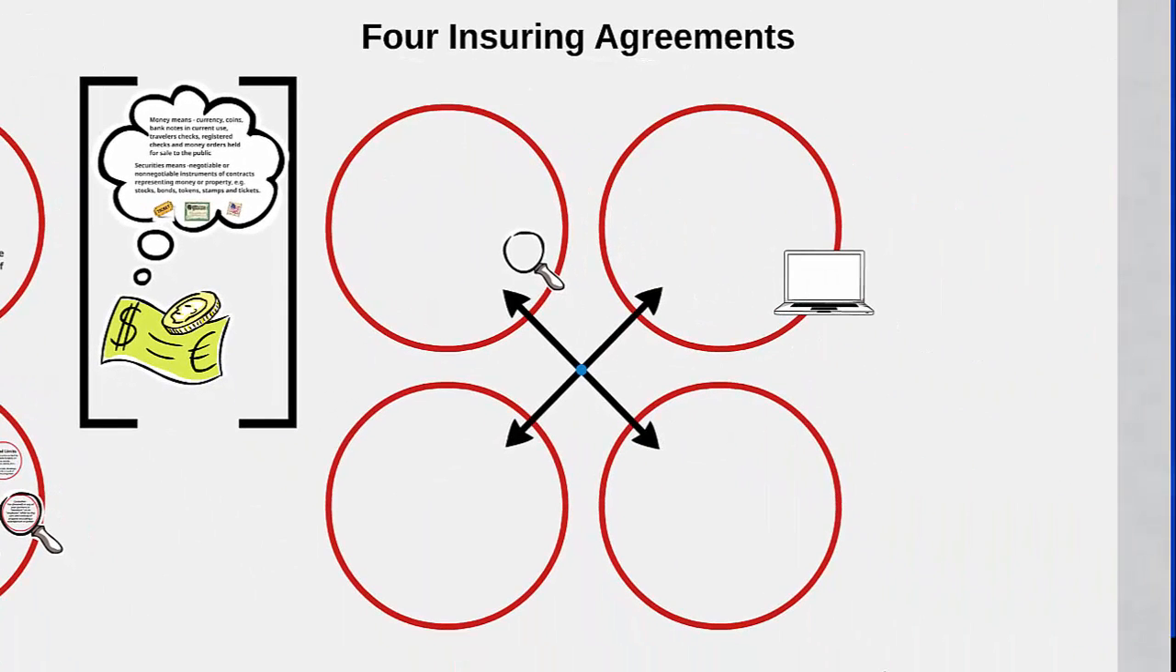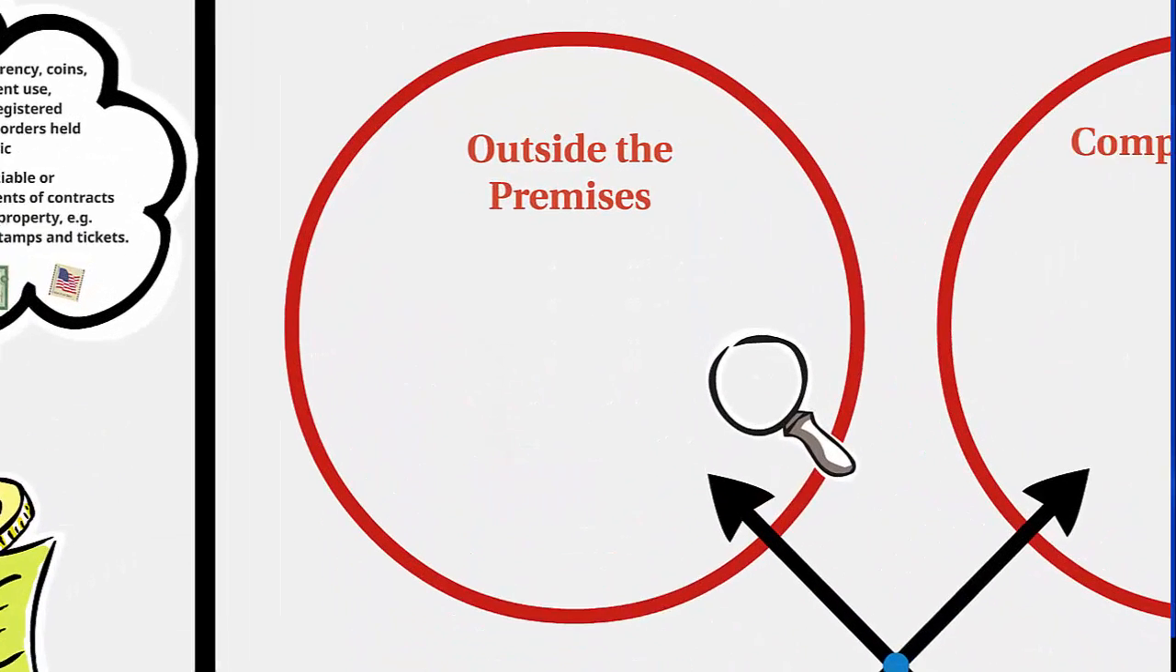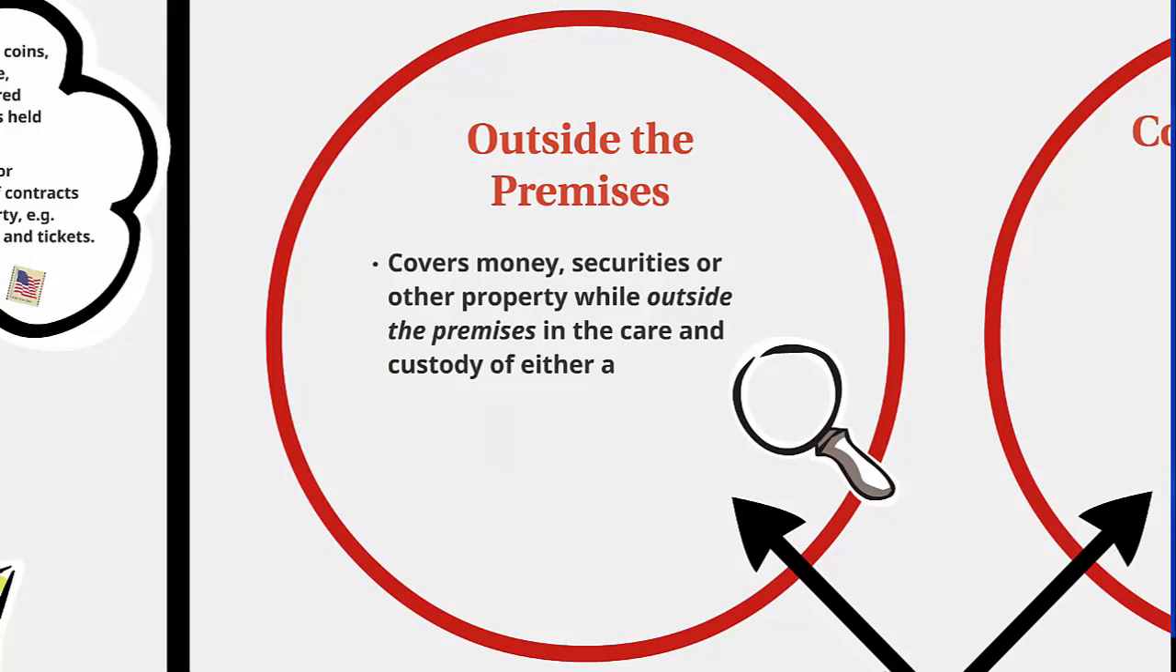Now let's look at the last four insuring agreements. They are outside the premises, computer fraud, funds transfer fraud, and money orders and counterfeit money. Outside the premises covers money, securities, or other property while outside the premises in the care and custody of either a messenger or armored vehicle company.